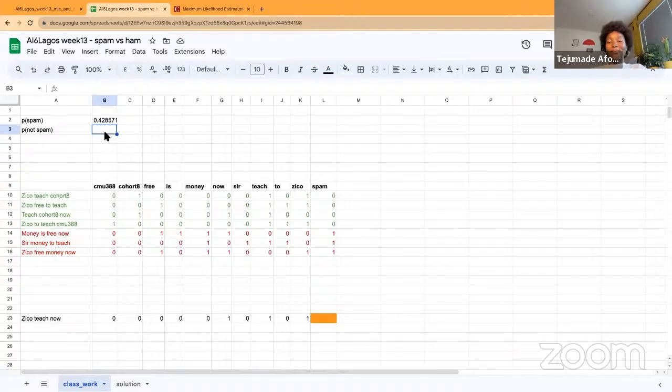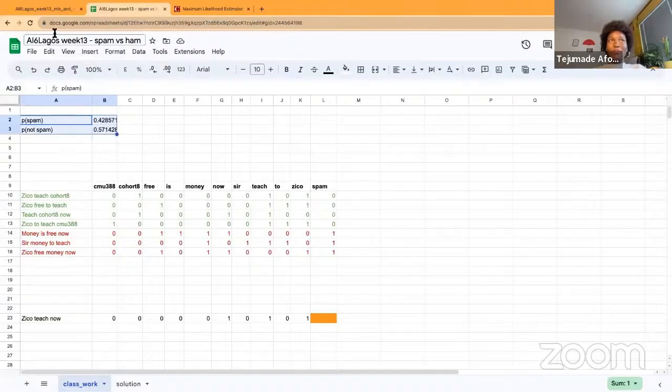What is it? Anyone? One minus, thank you. 1 minus spam. So this is 1 minus spam. So this is like 0.5. So these two are our prior probability. Can you remember? Prior probability.